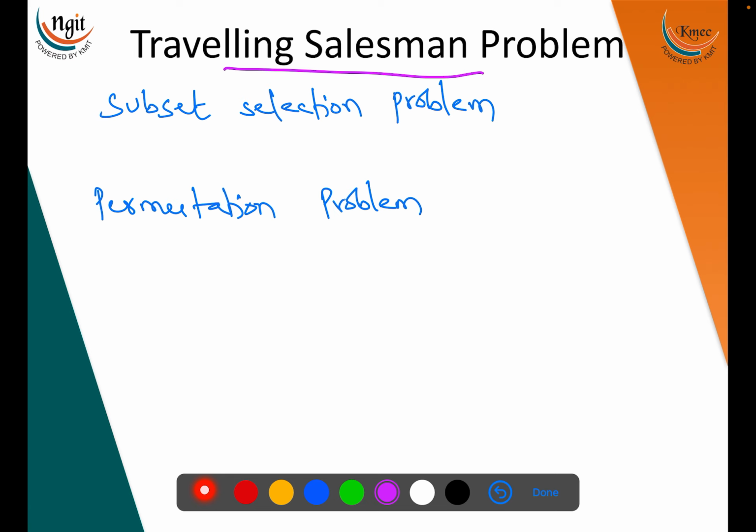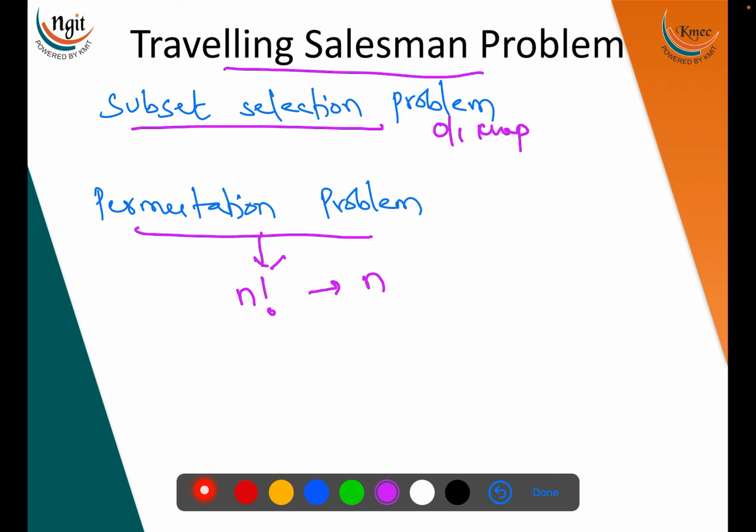We have seen how to apply dynamic programming to a subset selection problem, that is the 0/1 knapsack problem. Now we turn our attention to a permutation problem. Note that permutation problems usually are much harder to solve than set problems, as there are n factorial different permutations of n objects, whereas there are 2^n different subsets for n objects. Obviously n factorial is greater than 2^n. So these are a little bit hard problems.